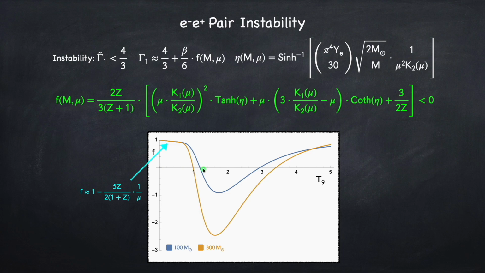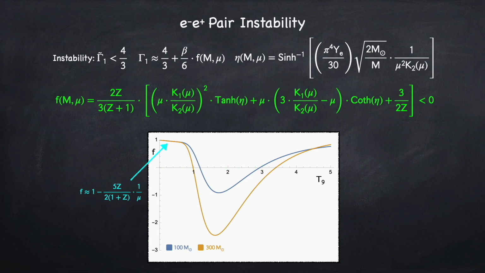F will go negative at a lower temperature for a higher mass, meaning that a higher mass star will hit the pair instability at a lower temperature. But then, if you increase the temperature, F will go positive again at some point, meaning that the star has a chance to go stable again if you increase the temperature sufficiently. But not only do higher mass stars hit the pair instability at a lower temperature, they become stable again at a higher temperature. So for lower mass stars, the window of instability is shorter.